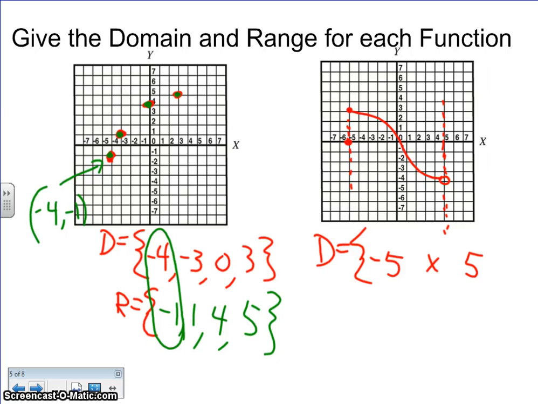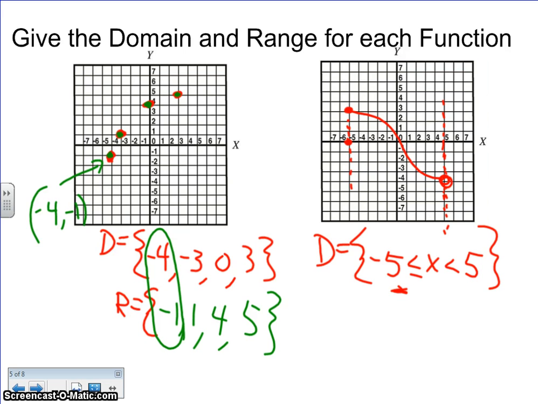I've got a solid dot right here, which means that -5 is part of that function. So I'm going to put a less than or equal to right there because of the solid dot. And I'm going to put just a less than here because I got an open dot right here. So that is the domain of the function. The x values for this curve go between -5 and 5, including -5, which is why I got that equal sign right there.